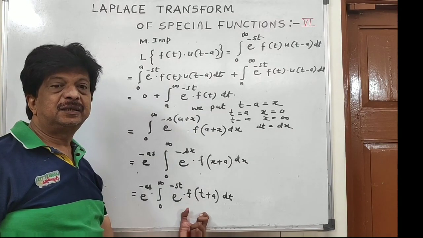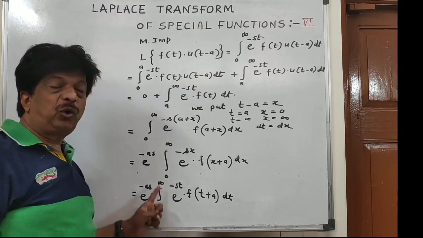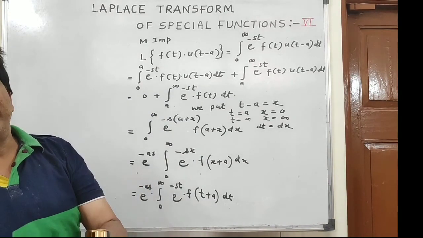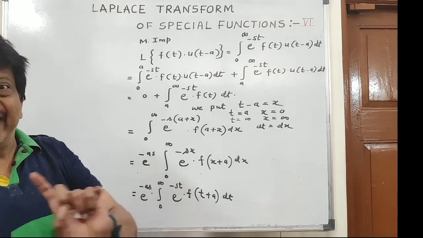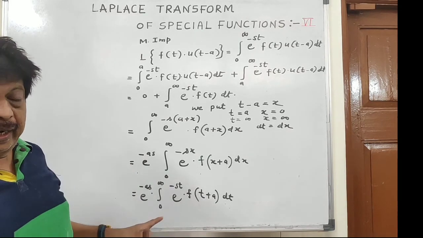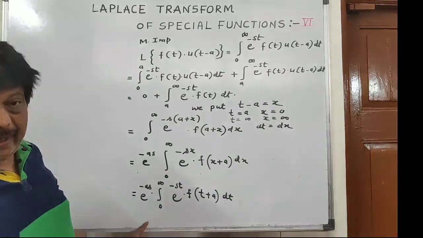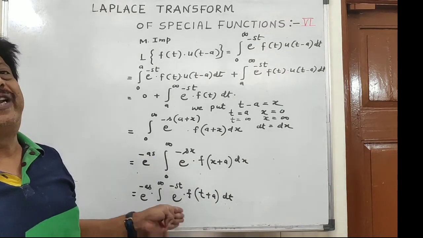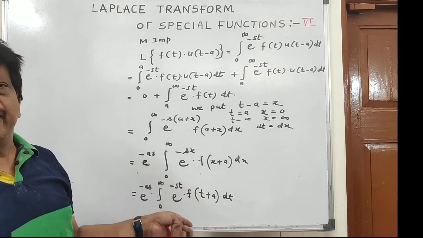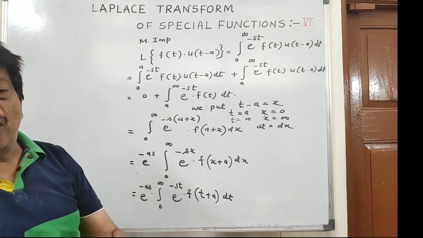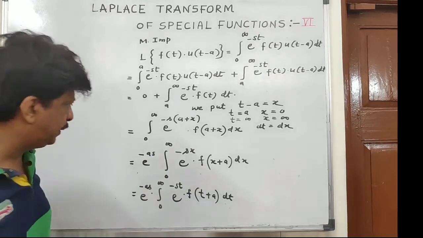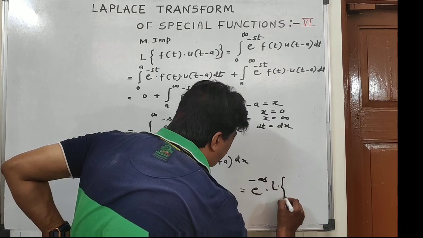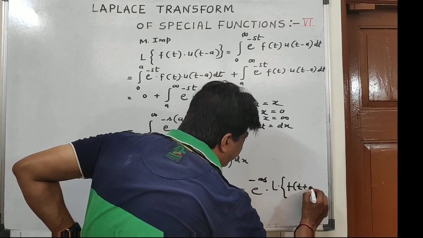And what is the meaning of this? Integral 0 to infinity e raised to power minus st into f of t is the Laplace transform of f of t. But here in this integral it is integral 0 to infinity e raised to power minus st, but instead of f of t it is f of t plus a. So this is nothing but the Laplace transform of f of t plus a. That is equal to e raised to power minus as into Laplace transform of f of t plus a.